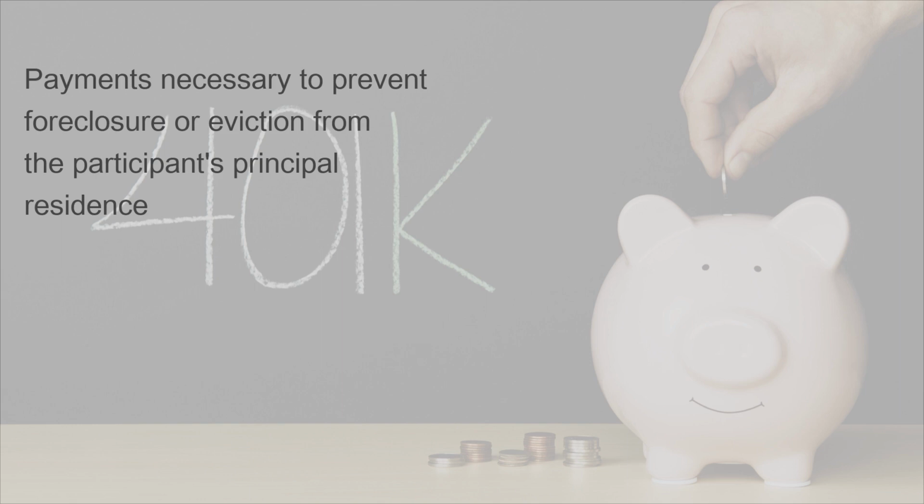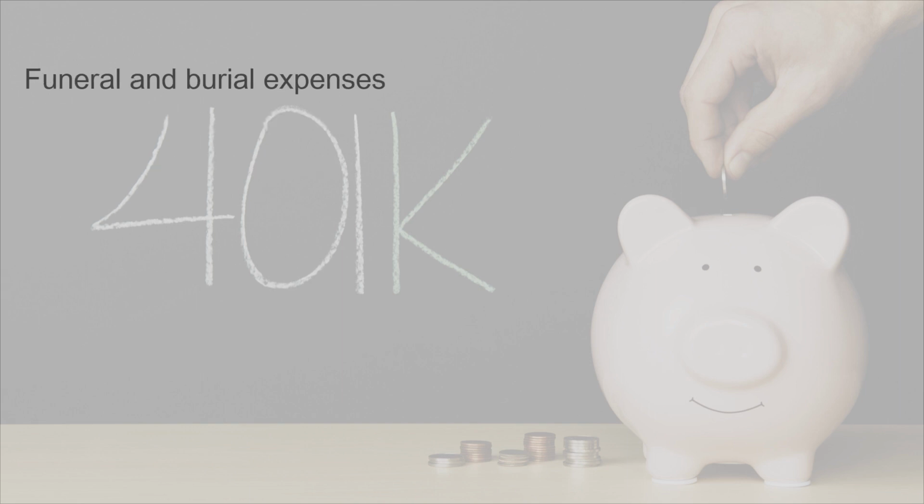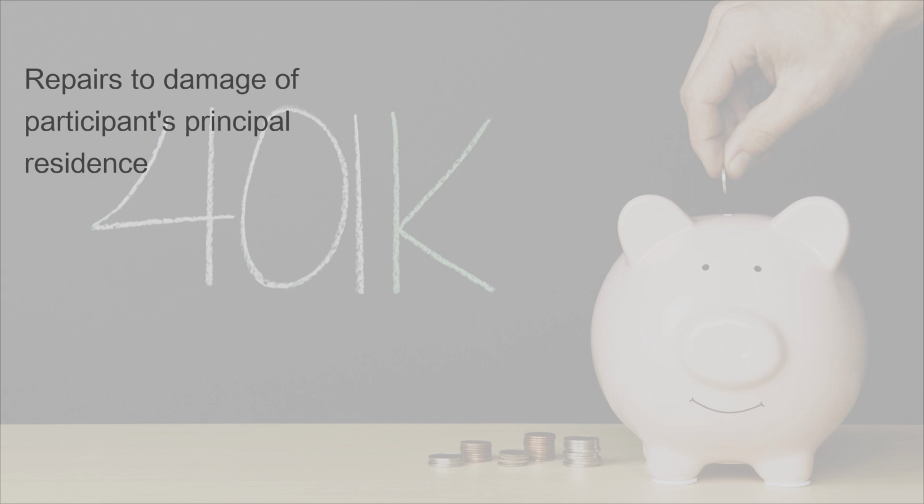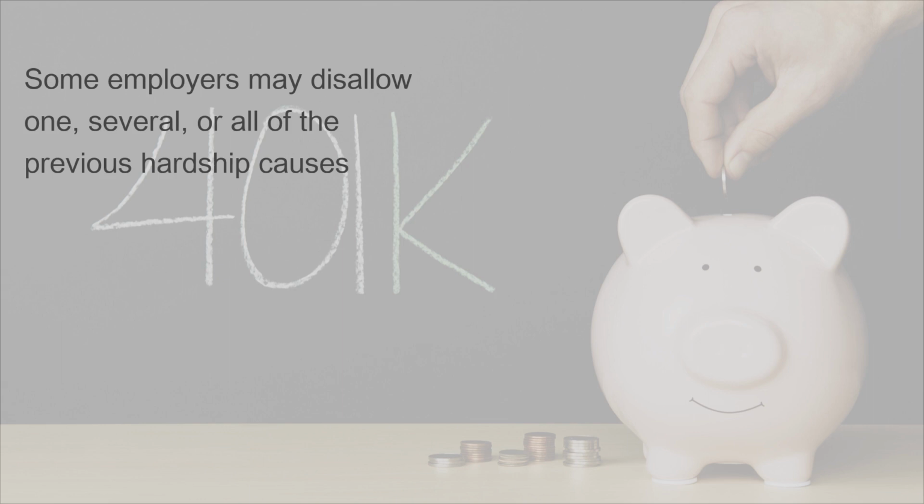Payments necessary to prevent foreclosure or eviction from the participant's principal residence. Funeral and burial expenses. Repairs to damage of the participant's principal residence. Some employers may disallow one, several, or all of the previous hardship causes.